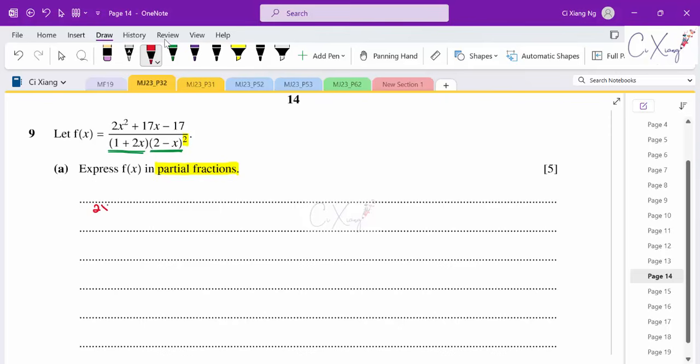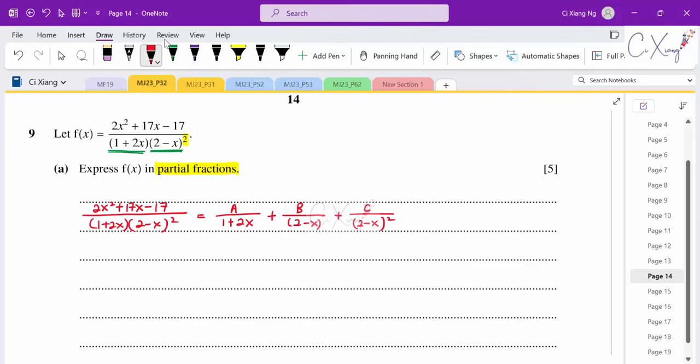So if I rewrite the pattern of the partial fraction, it will look something like this. I have (1 plus 2x)(2 minus x) squared, then equals to, the first linear factor is 1 plus 2x, so I put A over 1 plus 2x as the first partial fraction. Then the second partial fraction will be B over the linear factor without the square, which is 2 minus x. And the third will be C over the repeated factor, where I put 2 minus x and include the square. Right, so this is the pattern for the partial fraction.